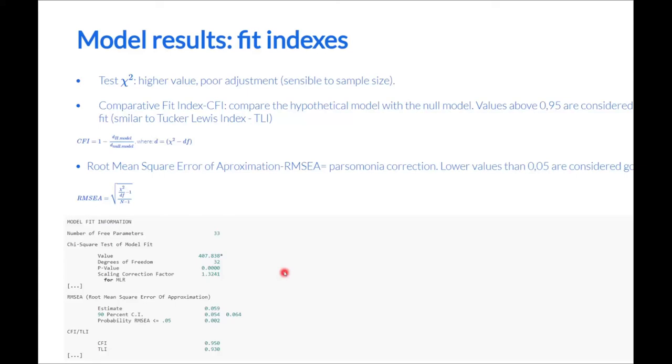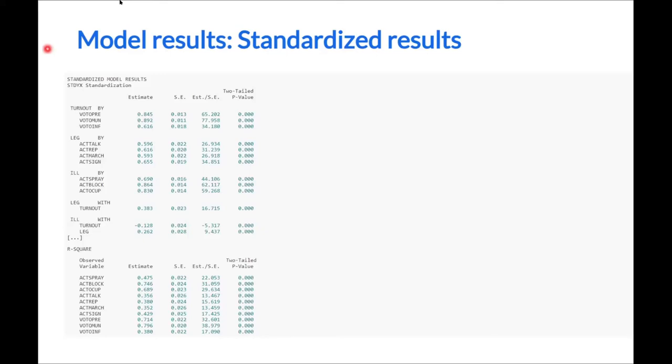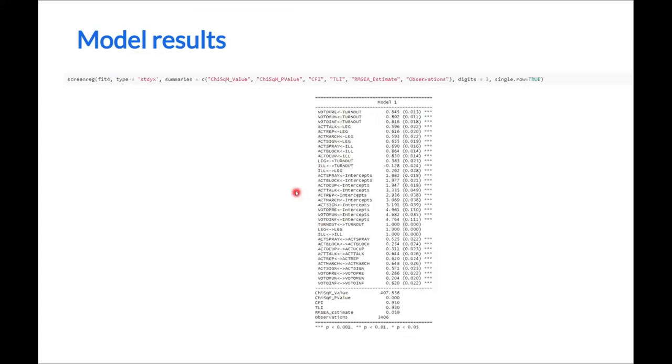And after that, we can interpret the loadings. In the standardized model results, the loadings of turnout or formal participation, legal participation and illegal participation are pretty good, along with the association between these latent variables. And here we can observe the R-square, just to analyze which indicators could be removed, but in that case, we have other options.